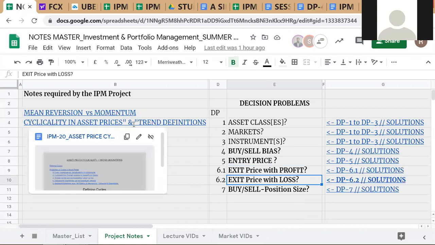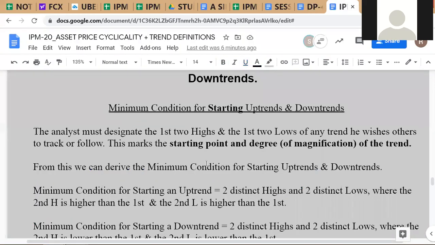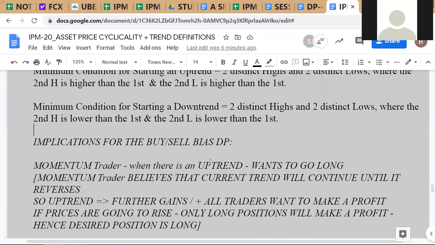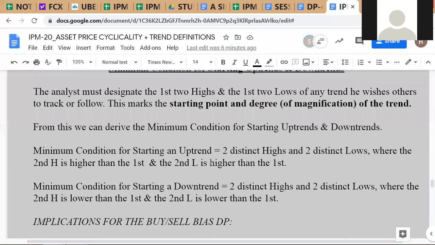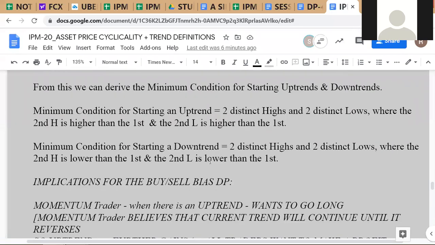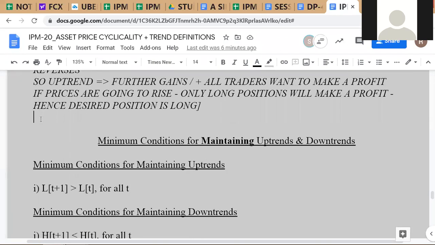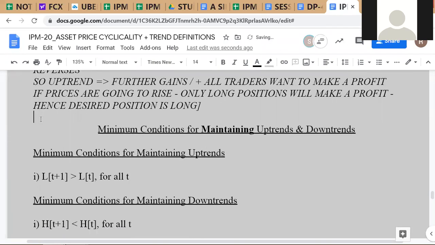So let's go on to this next topic. Any questions at this stage? Everybody has understood what we have said? Okay, let's look at the next topic. We talked about starting, now maintaining.